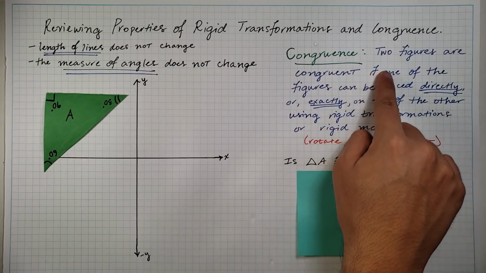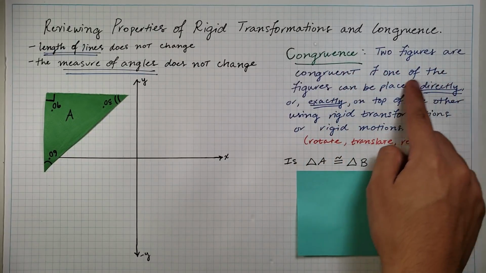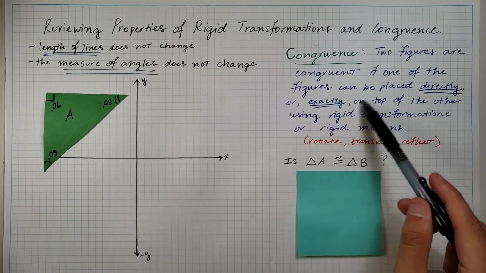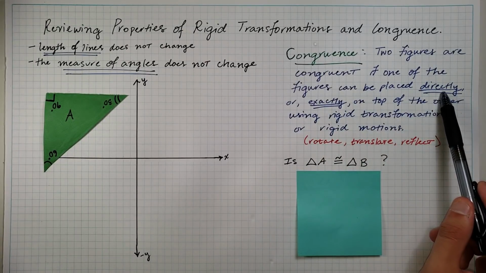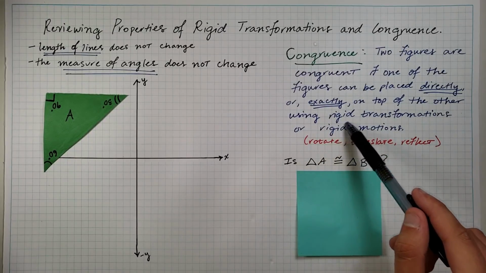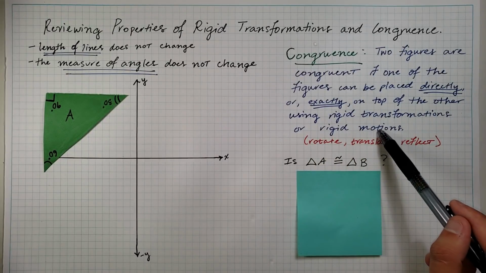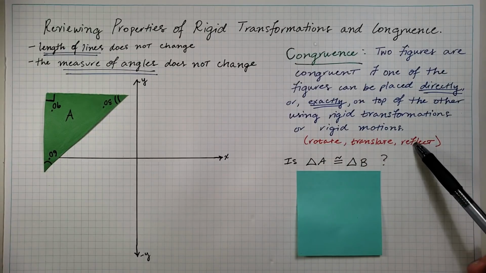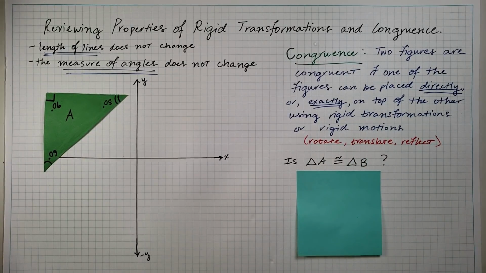Congruence for two figures. Two figures are congruent if one of the figures can be placed directly or exactly on top of the other using rigid transformations or rigid motions. Okay, remember rotation, translation, reflections. Okay, so let's look at this triangle.